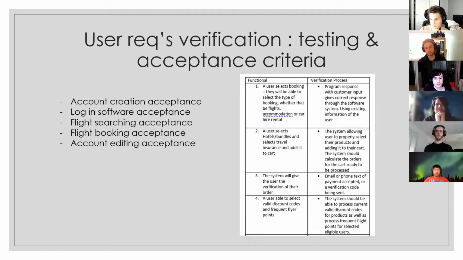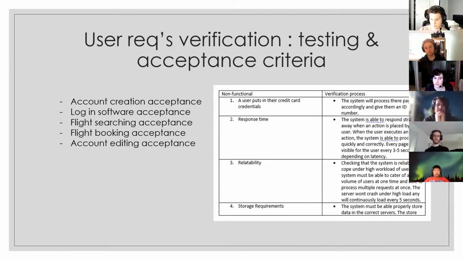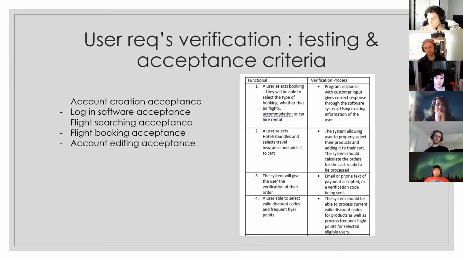And then flight booking acceptance. The acceptance for that will be: A, the customer can select a flight. B, the customer can select any extras they want and how many people they want to add to the flight before the payment. C, upon clicking the book button, they are redirected to a secure server for payment. D, the user can complete payment on the service. And then E, upon completing payment, the user is redirected back to the main page so they can view that information.